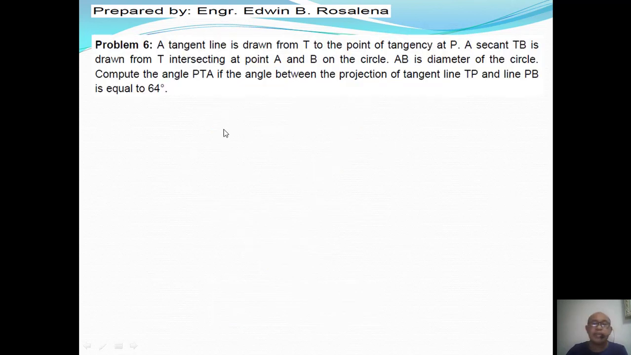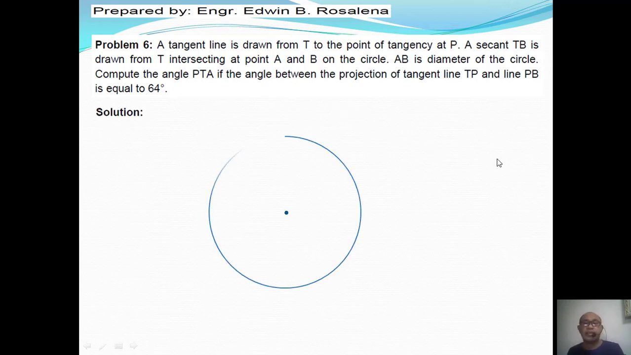Okay, so next we have here: a tangent line is drawn from T to the point of tangency at P. A second line TB is drawn from T intersecting at points A and B on the circle. So AB is the diameter of the circle. Compute the angle PTA, if the angle between the projection of tangent line TP and the line PB is equal to 64 degrees. Okay? So we have here a circle, then we have a tangent from T, then point of tangency P. Then a second line TB is drawn intersecting points A and B on the circle.